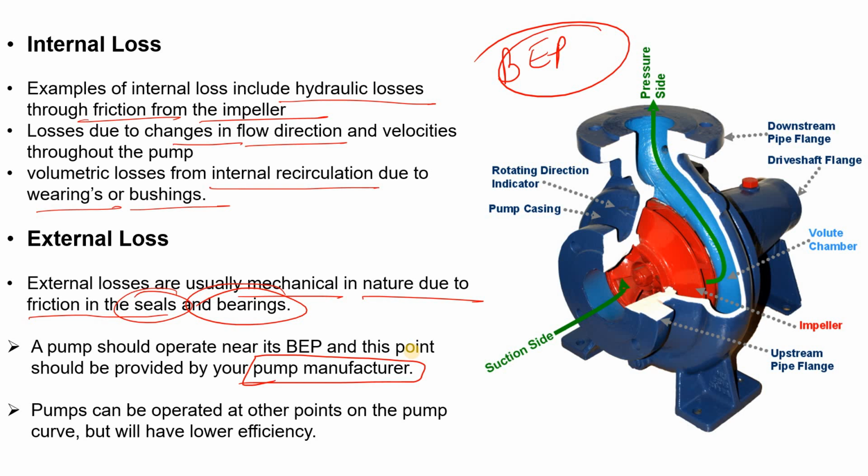And pumps can be operated at other points as well. Obviously it is not that the pump will always operate at the best efficiency point or near it, but when it operates at other points, like beyond the best efficiency point or below the best efficiency point, what will happen? Obviously your efficiency will be low. Got my point, what I want to say?